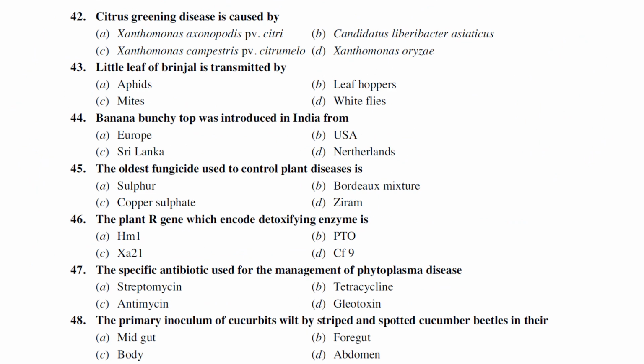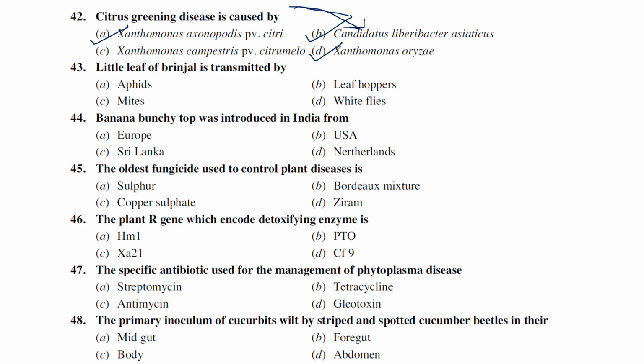Citrus greening is caused by: Xanthomonas axonopodis pathovar citri, Candidatus Liberibacter asiaticus, Xanthomonas campestris pathovar, and Xanthomonas oryzae. So Xanthomonas axonopodis pv. citri causes citrus canker, Candidatus Liberibacter asiaticus causes citrus greening, Xanthomonas campestris pathovar, I have no idea about this. Xanthomonas oryzae pv. oryzae causes rice bacterial leaf blight. Since they have asked citrus greening, it goes to Candidatus Liberibacter asiaticus. It is FVB, okay, fastidious vascular bacteria.